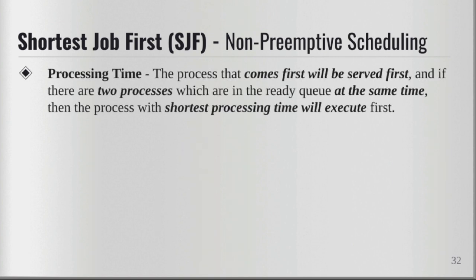Okay, so the criteria is the processing time, which means the process that comes first will be served first. And if there are two processes in the ready queue at the same time, then the process with the shortest processing time will execute first. So the first rule we're going to follow is that we will move the process from the ready queue to the running state in the order of which process came first. But in case there's a tie, where two processes have arrived at the same time or are already in the ready queue, then whichever has the shortest processing time will execute first.